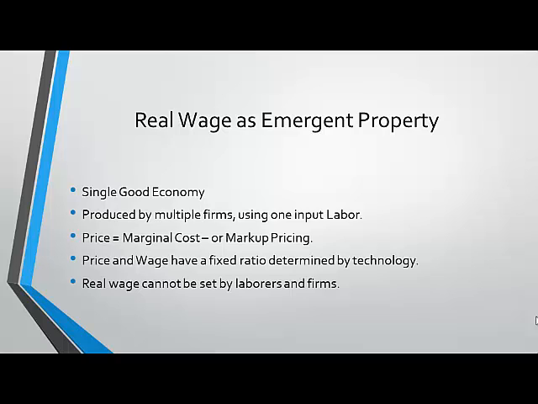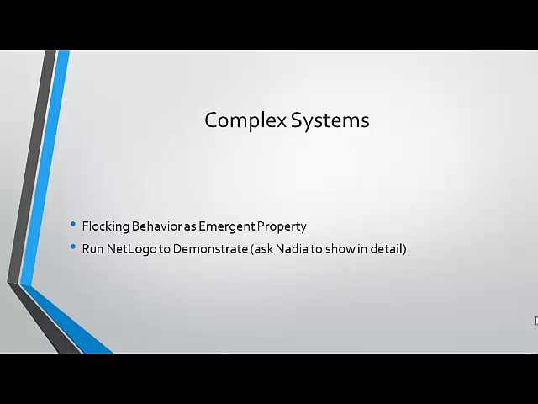So the real wage may not behave in the way that you want it to, that okay, let the real wage go down so that the laborers' supply declines. So, in complex systems, flocking behavior is an emergent property.